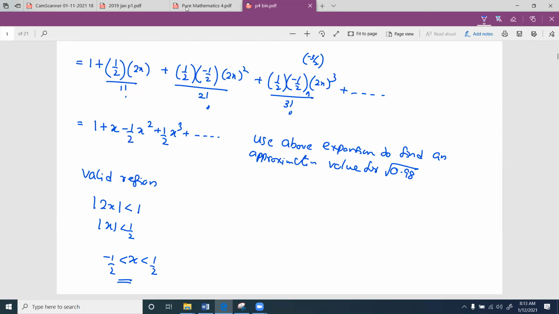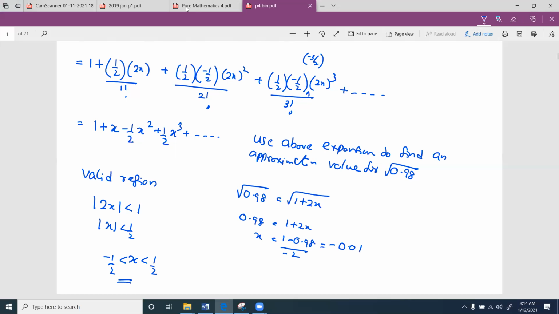Right. For this case, you can say the square root of 0.98 equals the square root of 1 plus 2x. So same concept where we can use it. That means you can say 0.98 equals 1 plus 2x. Therefore, x becomes (1 minus 0.98) divided by minus 2, which turns into minus 0.01.